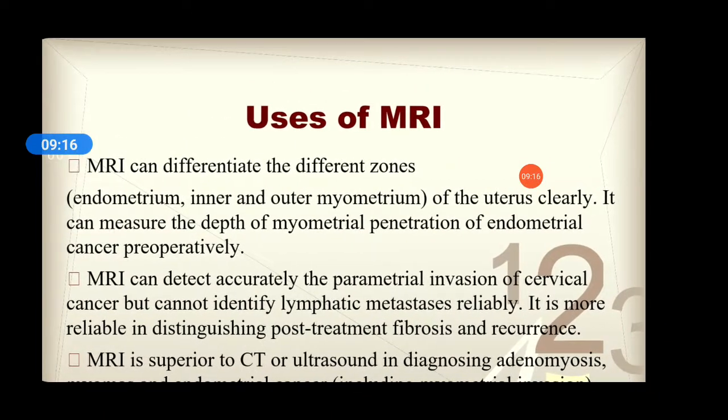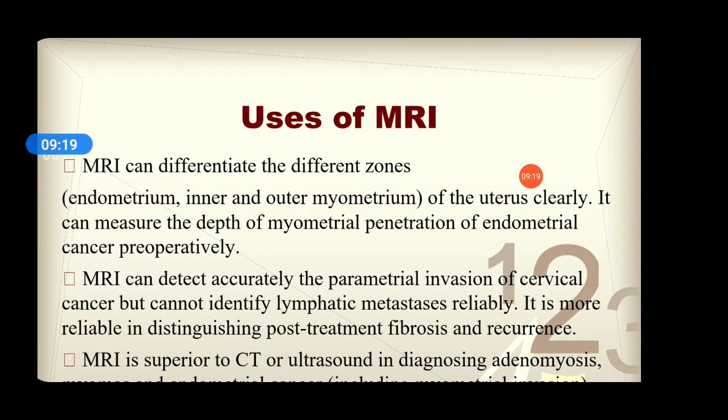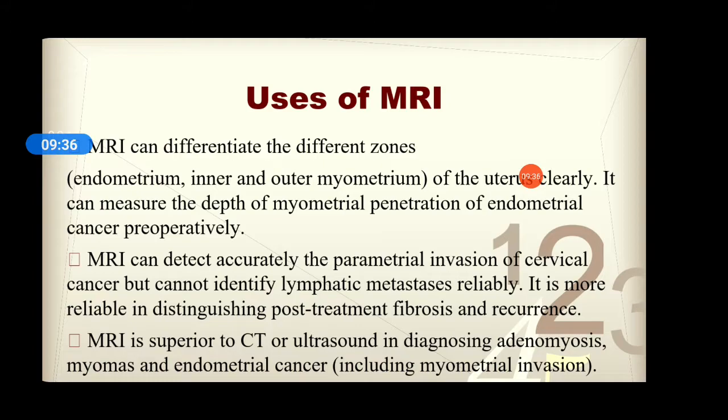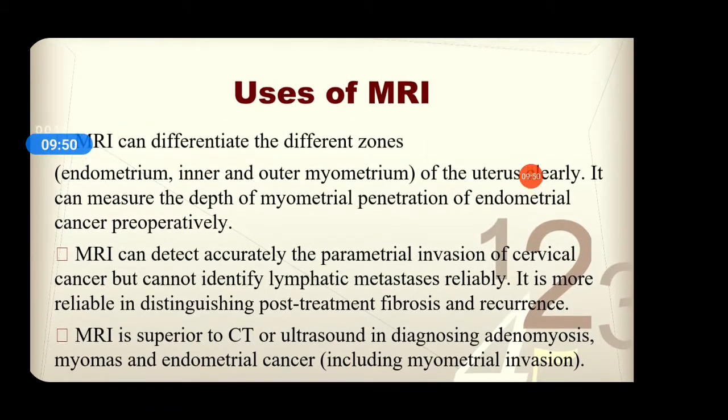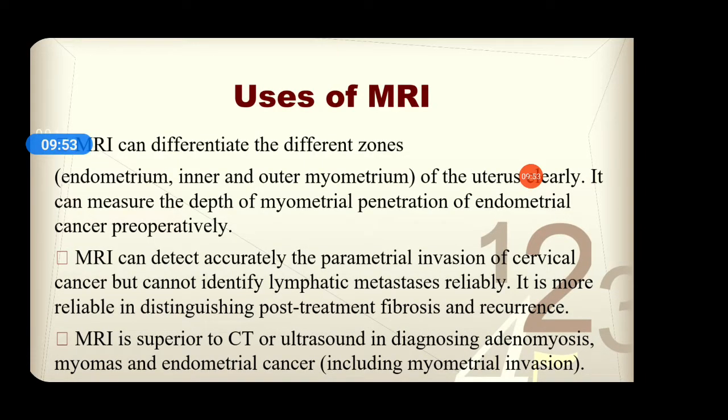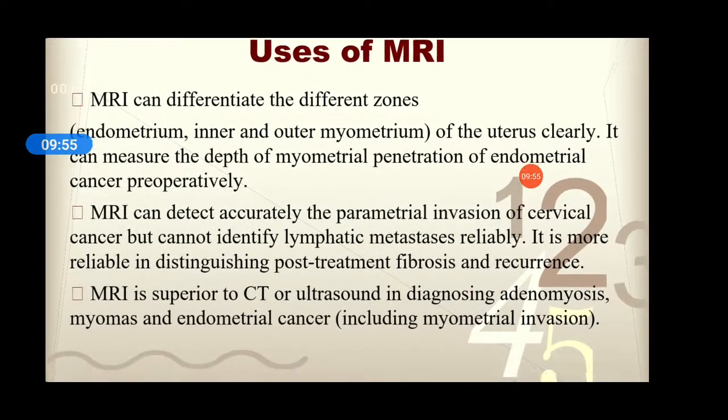Coming to the uses of MRI, MRI can differentiate the different zones. This is important. It can clearly differentiate the different zones of the uterus. In the MRI you can see clearly the 3 layers: endometrium, myometrium, and even the inner and outer myometrium can be better visualized. So all the 3 zones and all the layers of the uterus can be better visualized in the MRI. It can measure the depth of myometrial penetration of the endometrial cancer preoperatively.